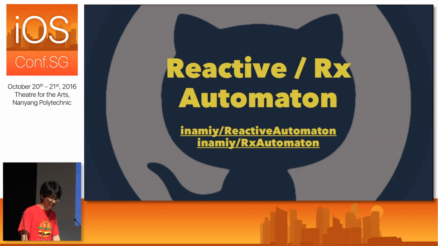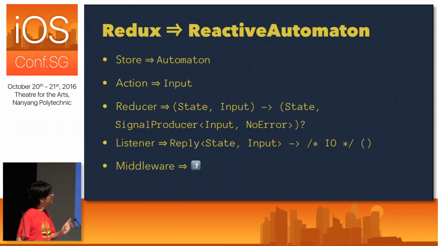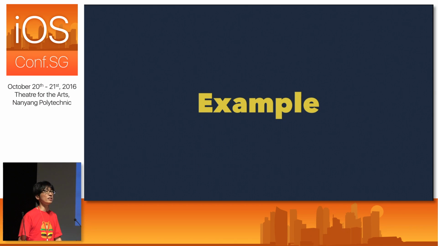This is the open source library I made for this talk, Reactive Automaton, which is for ReactiveCocoa users. I also made an RxSwift version too, called RxAutomaton. Please check this out. If you know both, please check both. These are the lists that translate Redux to Reactive Automaton. For now, I'll leave out the explanation because maybe I don't have time. Now let's take a look at how to use Reactive Automaton.